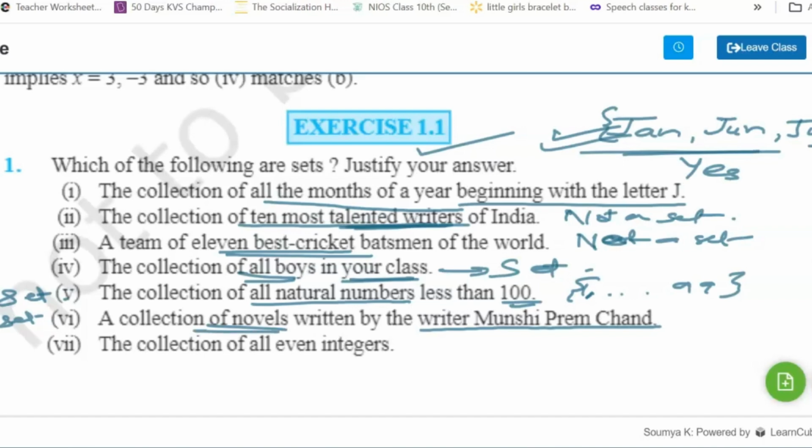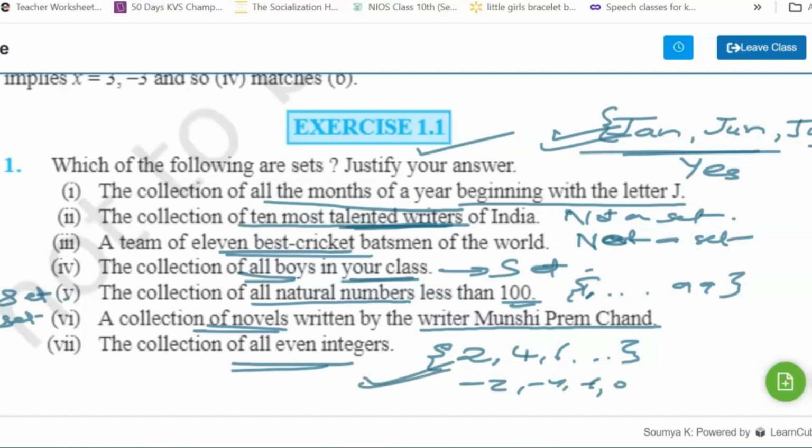The collection of all even integers. So the collection of all even integers comes in a set where you have 2, 4, 6, these kinds of elements, and you have got -2, -4, -6, 0. These are also elements of your set. So many elements are there. It's not a fixed number, it's infinite, you can say. So again it is a set.